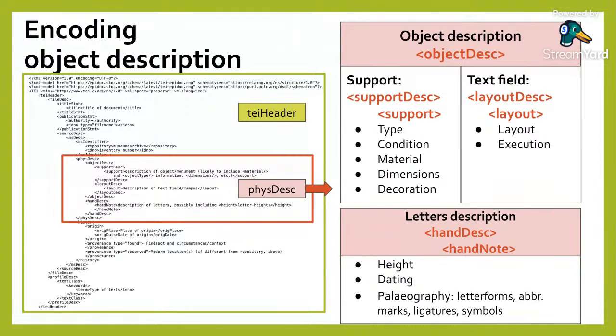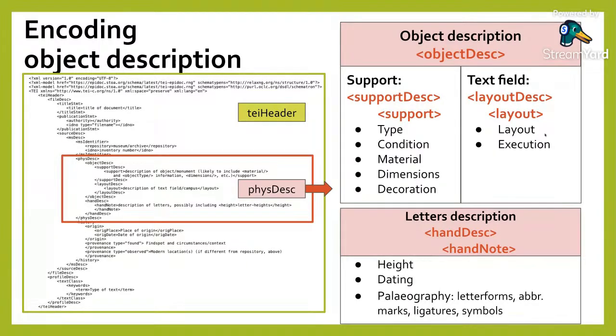So yeah, the physical description of the object is contained here within the aptly named physDesc element, where actually we have three things that we can describe when we talk about an object description. We have some information about the actual support of the, let's say, epigraphic monument that we are encoding, such as what type of monument this is, what condition it is in, the material from which it is made, and different information about dimensions and decoration that we might want to include in our edition.